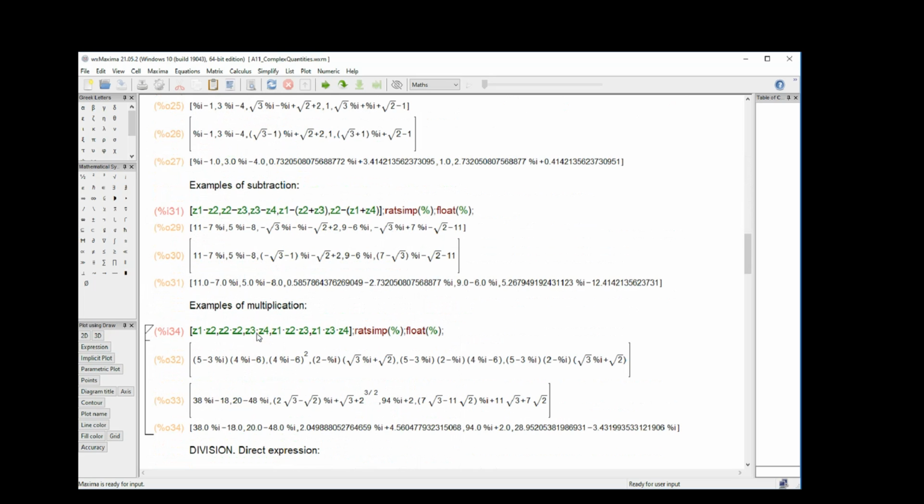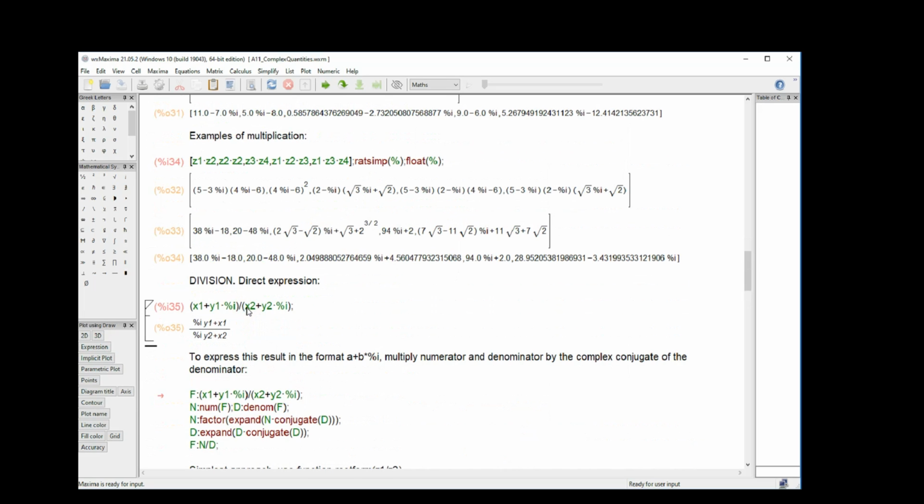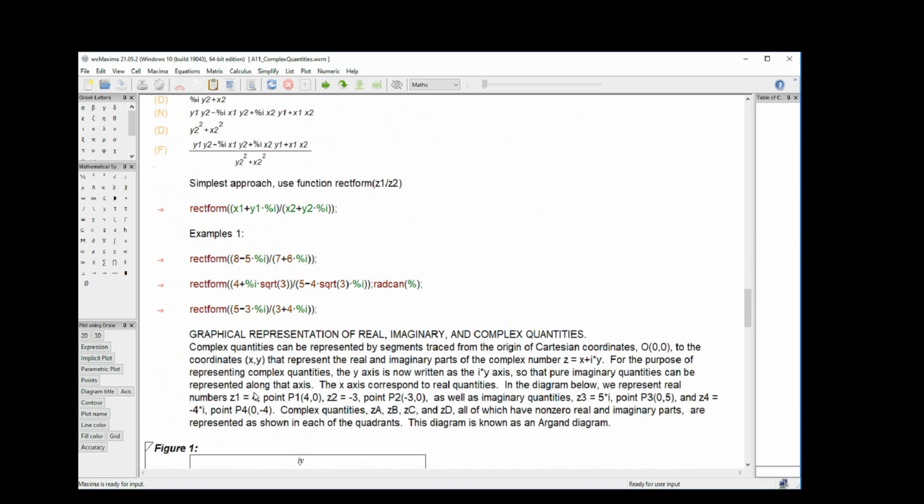Multiplications. Now, multiplications you have to use ratsimp or expand to obtain them into this rectangular form where there's a real part and imaginary part. Division. Maxima will not try to simplify that, but if you want to simplify it, we're going to follow the same thing as we did for radicals. We are going to separate the numerator from the denominator, multiply the numerator and the denominator by the conjugate of the denominator, and then divide the new numerator and new denominator.